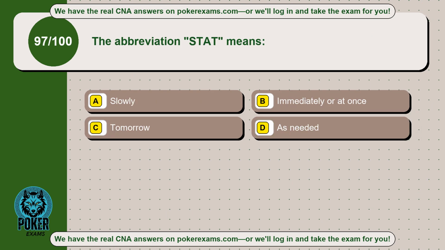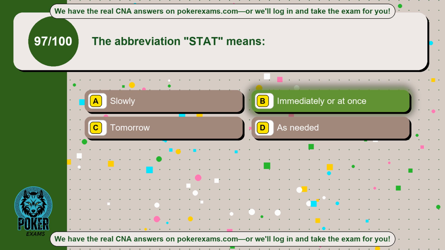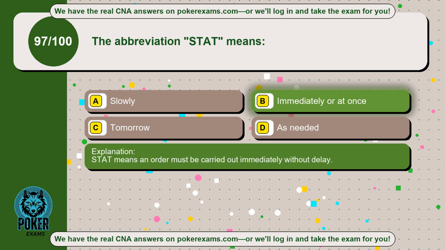Question 97. The abbreviation STAT means: Option A slowly. Option B immediately or at once. Option C tomorrow. Option D as needed. The correct answer is option B. Immediately or at once. Stat means an order must be carried out immediately without delay.